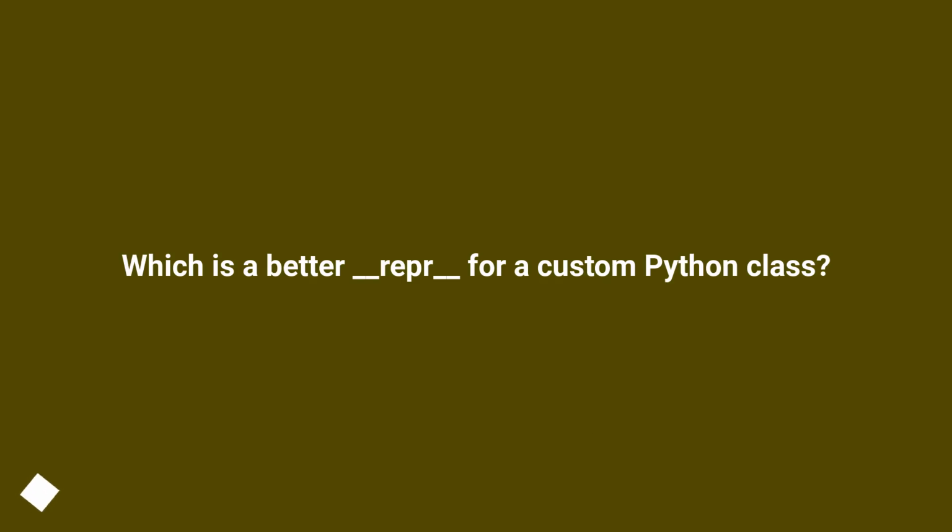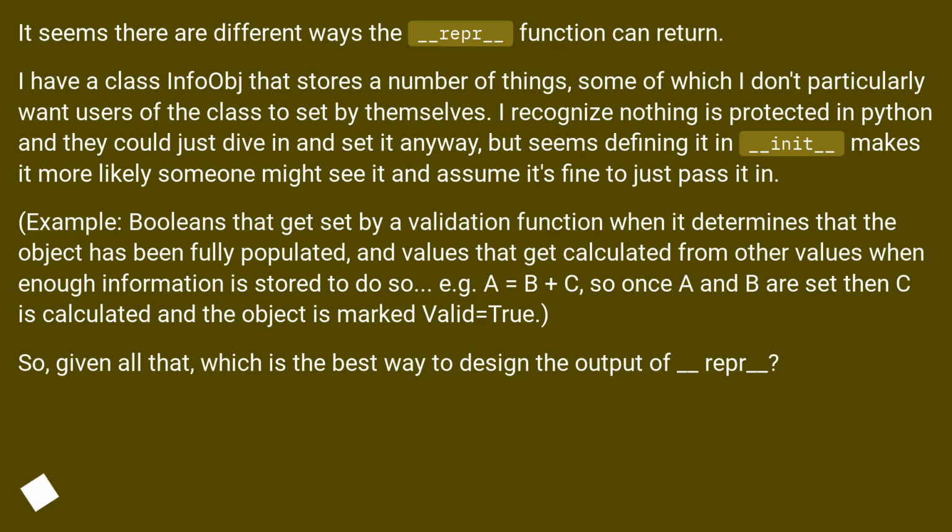Which is a better __repr__ for a custom Python class? It seems there are different ways the __repr__ function can return. I have a class InfoObj that stores a number of things, some of which I don't particularly want users of the class to set by themselves.